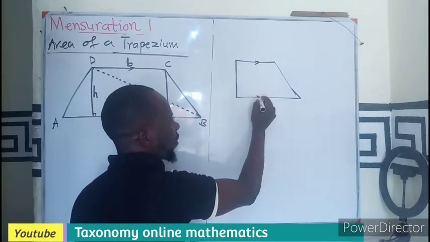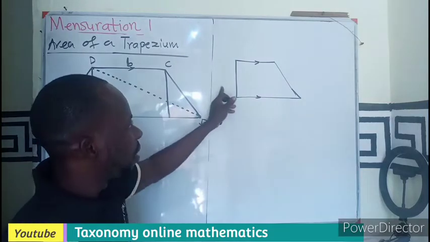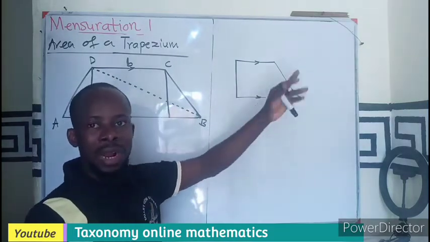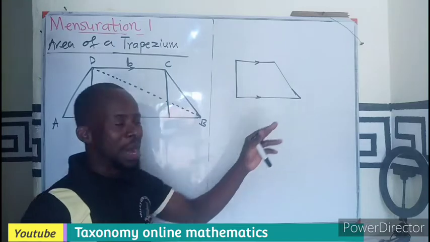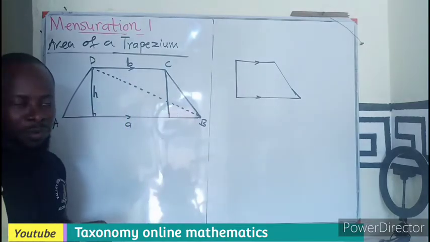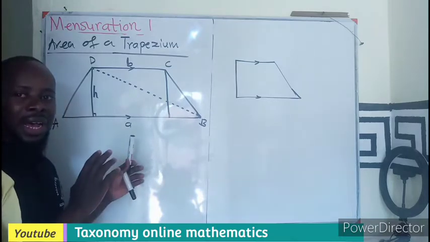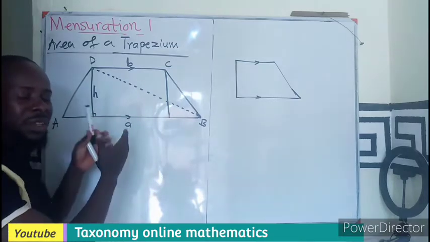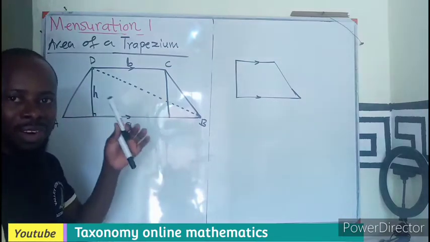So this is the pair of parallel lines. The other two sides are the non-parallel lines. So this and these are non-parallel. Likewise, this and these are also non-parallel. So any quadrilateral that fits into this description is called a trapezium.